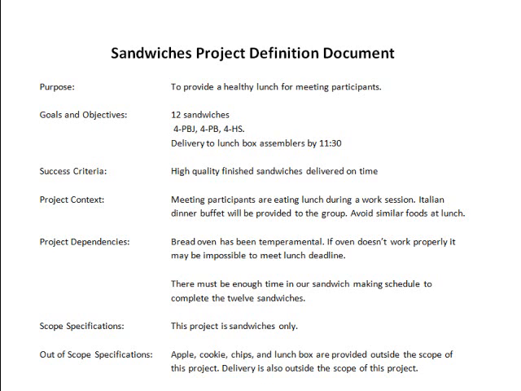Project dependencies, well, those are things that could affect the successful outcome. And in this case, well, our bread oven has been temperamental. It doesn't always work right. And if it doesn't work properly, it may be impossible to meet the lunch deadline. So we're counting on the bread oven to hang in there. We also need to make sure that there's enough time in our sandwich making schedule to complete 12 sandwiches. It may take a while, and we don't know how many other orders there are, and we need to find that out before we make a promise that we want to be sure we can keep.